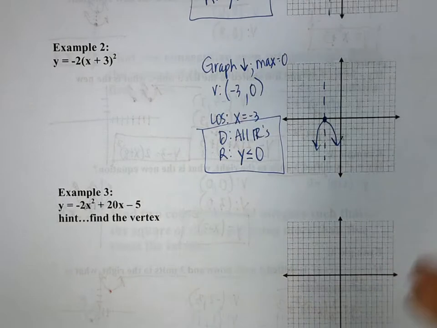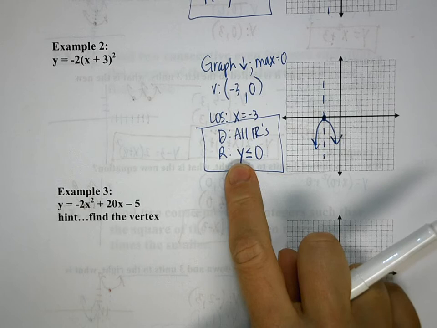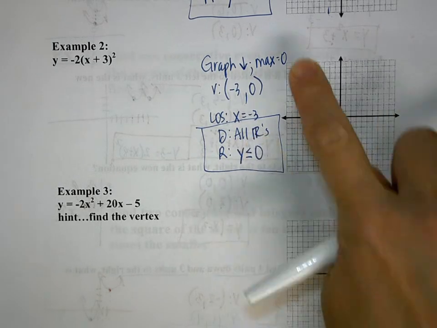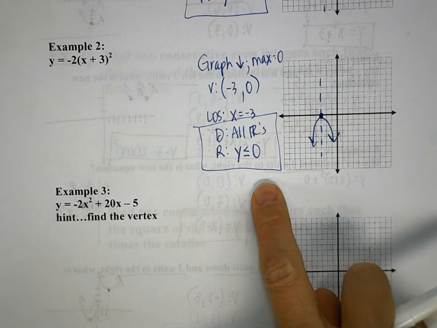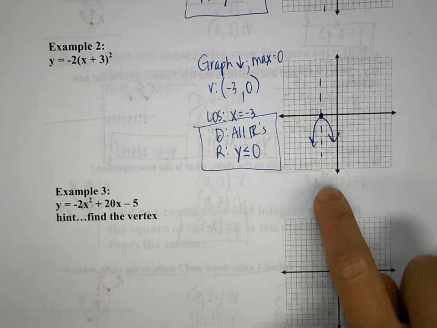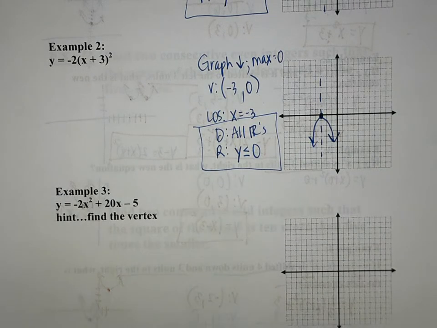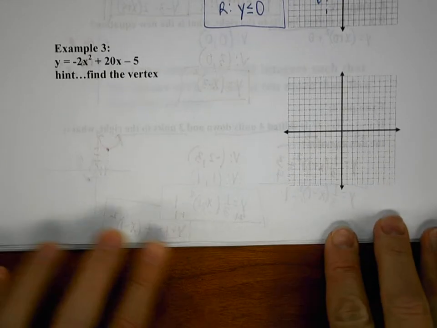And again, your domain is always going to be all reals. Your range is what's going to change, and depending on whatever your max or min value is, that's your value. If it's less than, it's going down. If it's greater than, it's going up. Okay, last example, example 3.